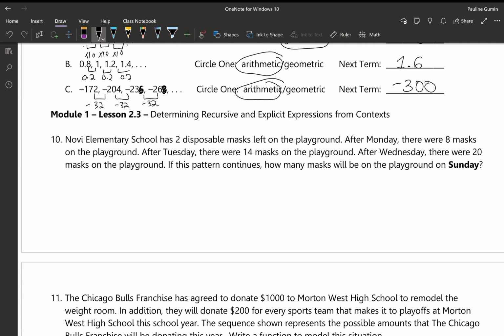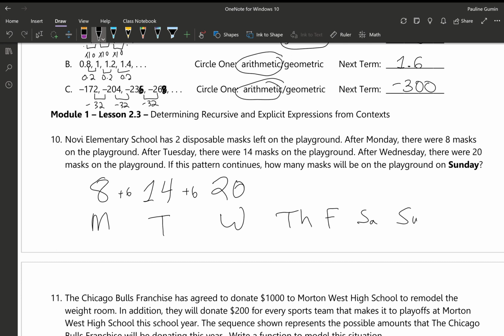Okay. Well, if there's 8 on Monday, 14 on Tuesday, 20 on Wednesday, what's the pattern? Well, it seems like I'm adding 6 each time. So let's continue the pattern for Thursday, Friday, Saturday, and Sunday. So 26, 32, 38, 44.